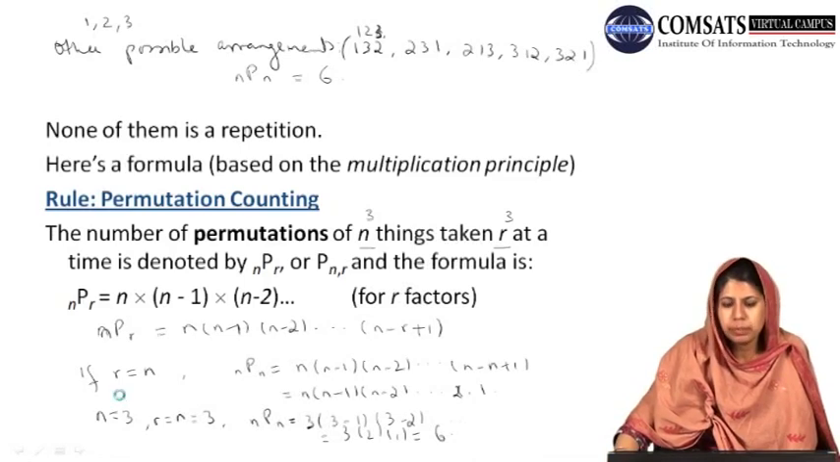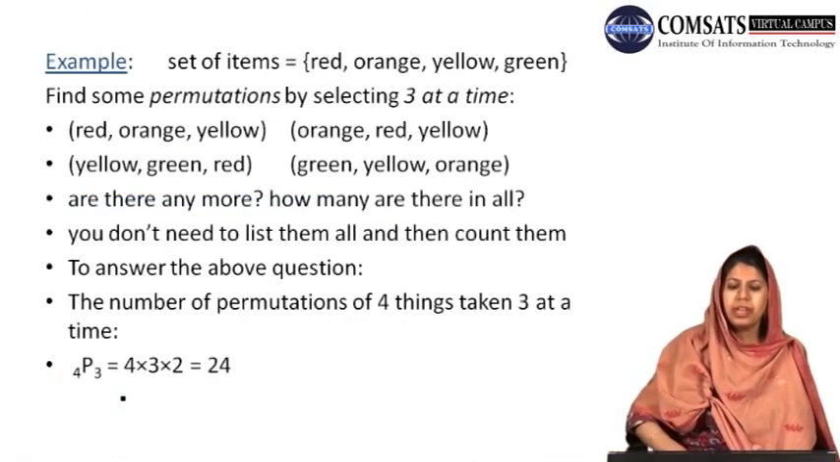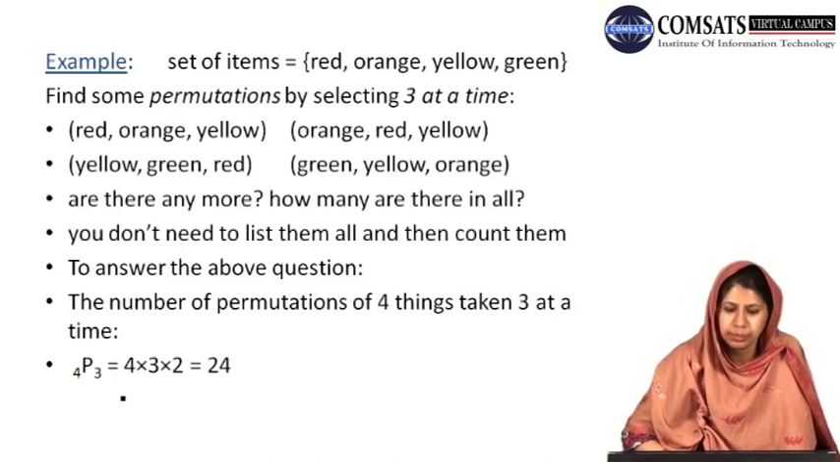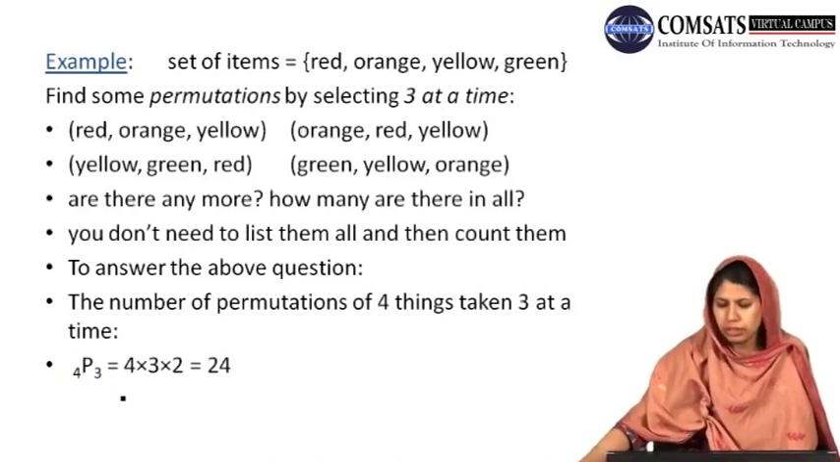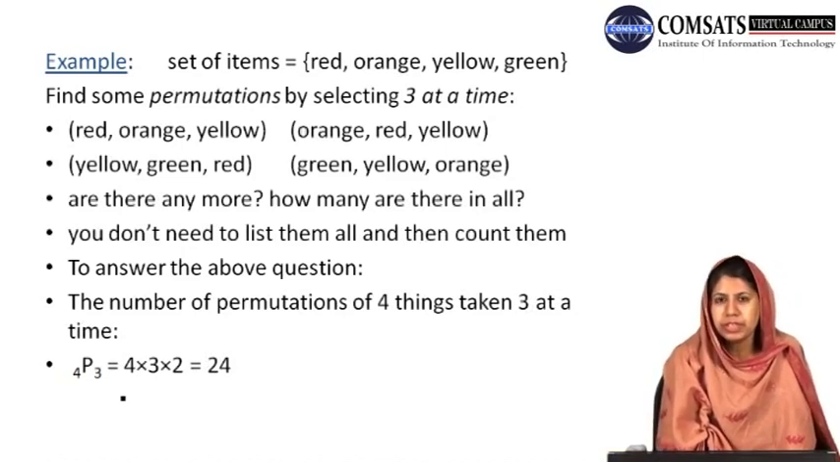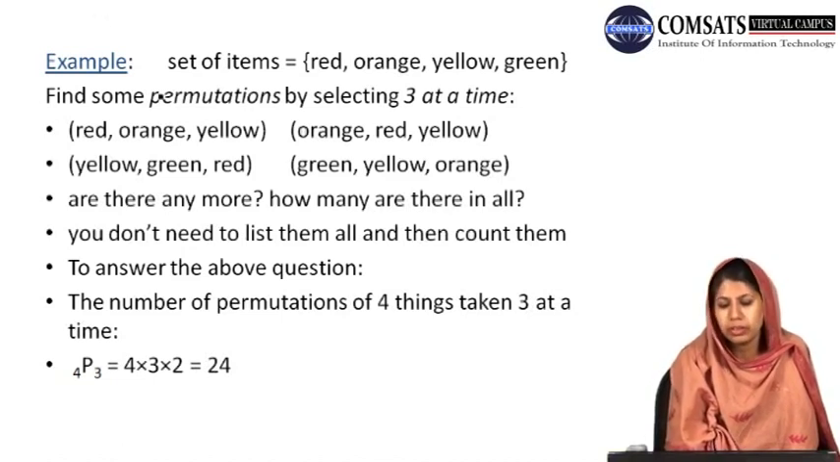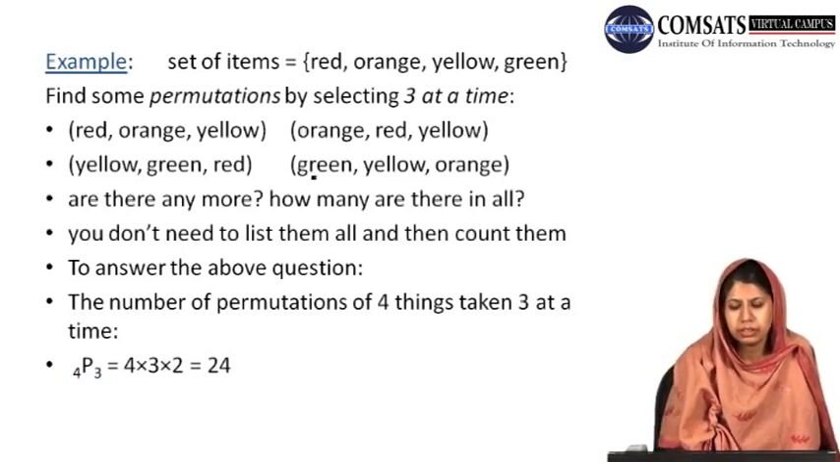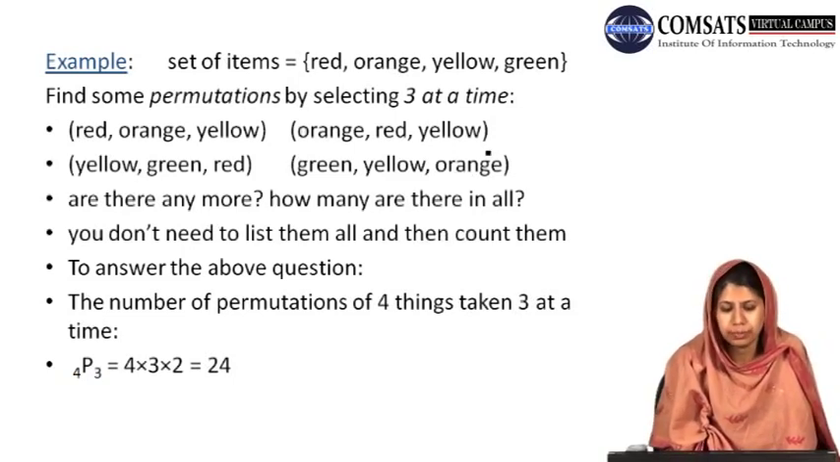We look at one more example of the permutation. Suppose we have a set of items, let's say colors, with 4 colors: red, orange, yellow and green, and we are asked to find the permutations by selecting 3 at a time. We are given 4 actually, and we have to select 3 from them. The first possible arrangement can be red, orange, yellow. Another possible arrangement can be orange, red, yellow, yellow, green, red, green, yellow, red, orange, and so on.